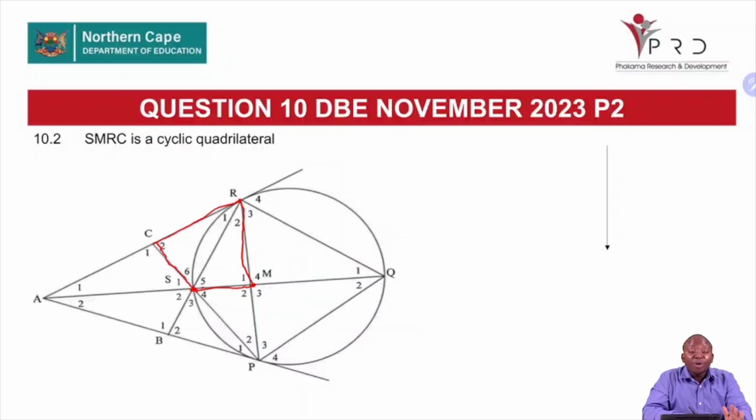Remember, for a cyclic quad, we apply all of the properties of the cyclic quad. If we can prove that this angle is equal to that angle, which is an exterior angle of a cyclic quad, then that is a cyclic quad. So we are done there. That is all we need to do. Prove that this equals that, or we can prove angles in the same segment, or we can prove the opposite angles are supplementary.